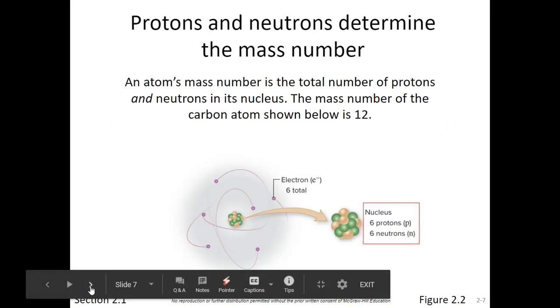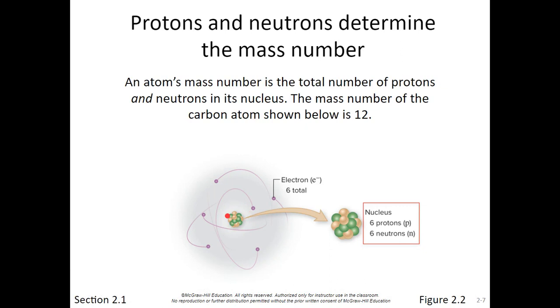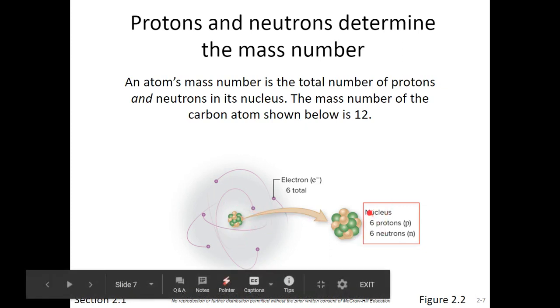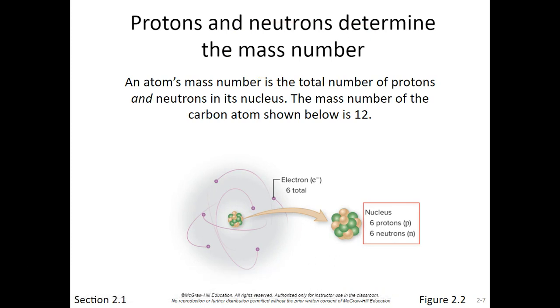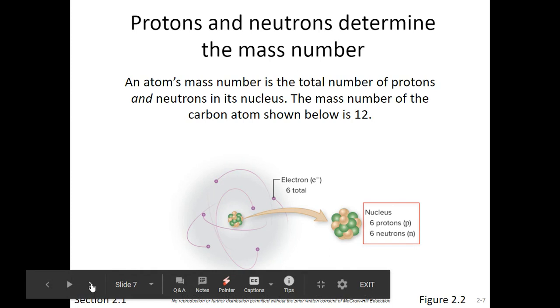Let's see the next one. Protons and neutrons determine the mass number. So we were talking about how to calculate mass number. When you have protons and you have neutrons, the mass is the total of these. In any case, or in an isotope, you add them, and that is going to be 12. Why? Because 6 plus 6 is 12. So how do you determine mass number? By adding protons and the number of neutrons. Must note this down and memorize this.